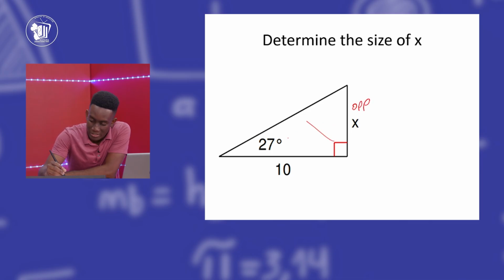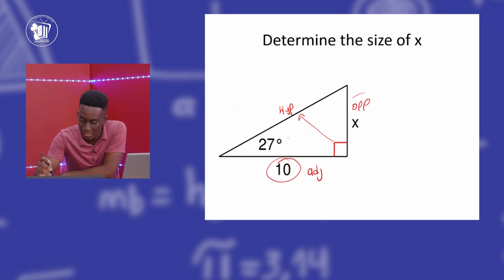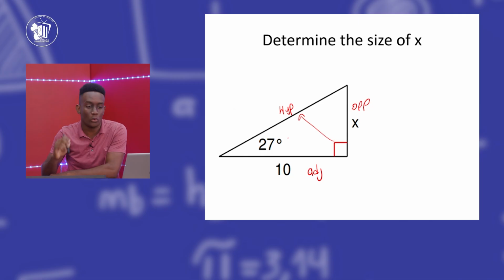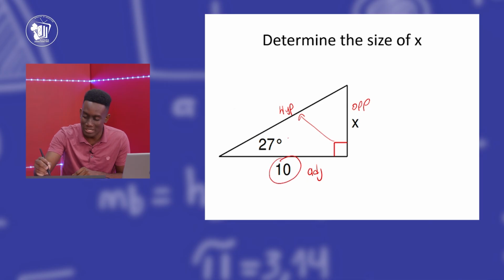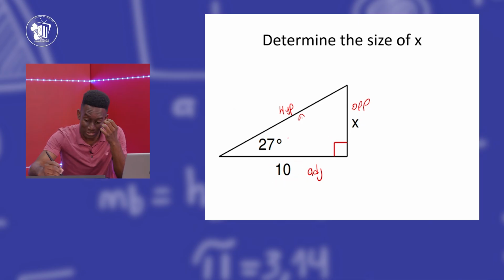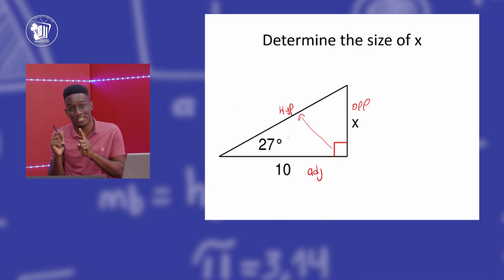And then we see here would be the hypotenuse. And then we see the remaining side would be the adjacent side. So we are given the adjacent and we want to find the opposite. So we look at the trig ratios and see which one has the adjacent and the opposite. As long as a trig ratio has the combination, we use that trig ratio.